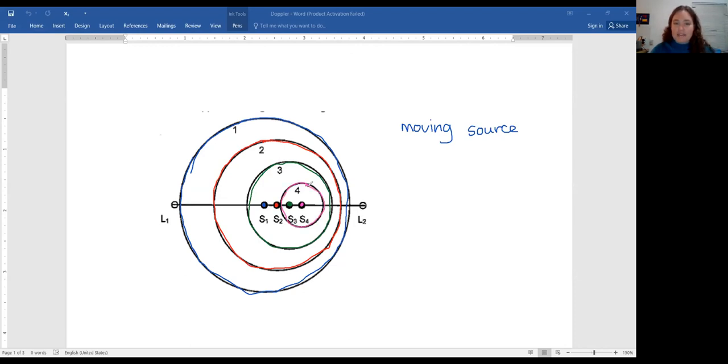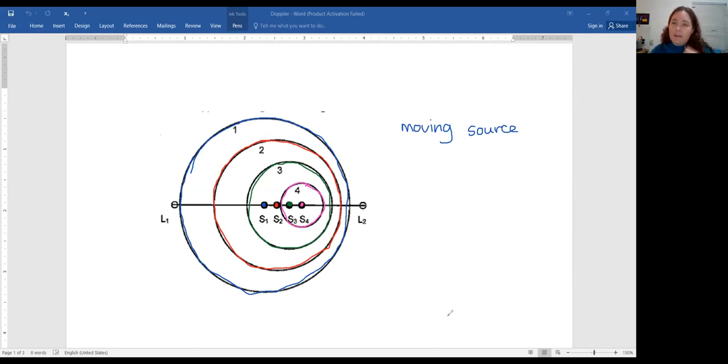Okay, so this idea is that you must understand that the waves, once the wave's been produced, it travels outwards. And obviously the first sound that was made, or the first wave that was made, has had the longest to travel. Each wave was made at a different position, so it'll have a different center.